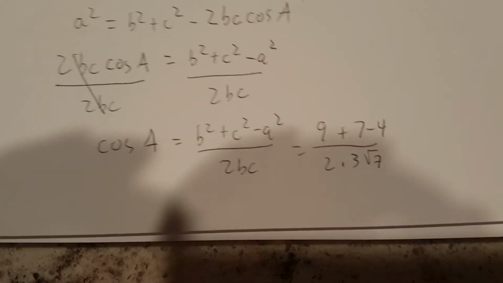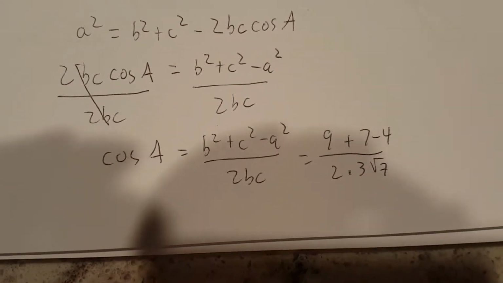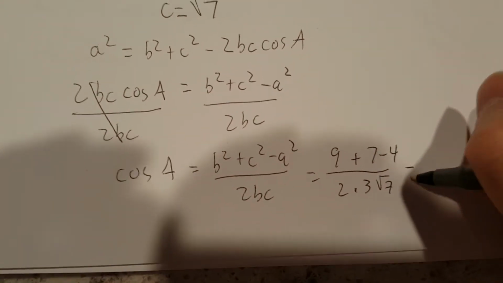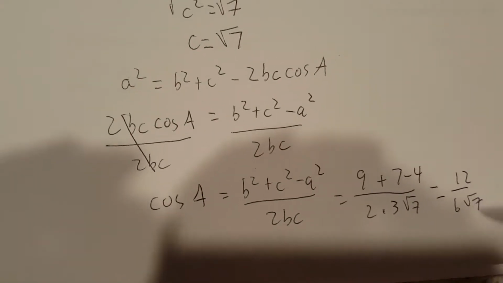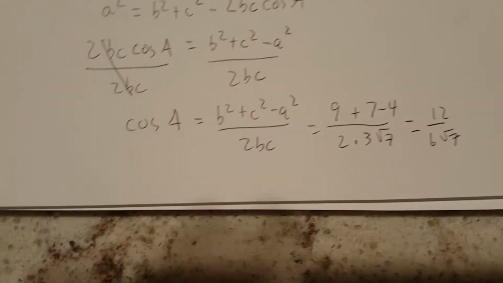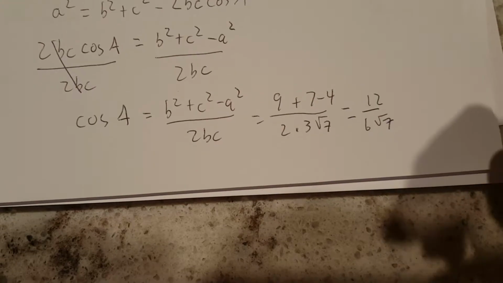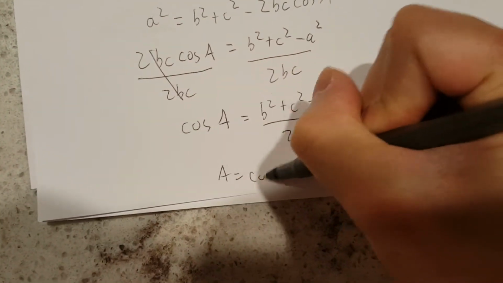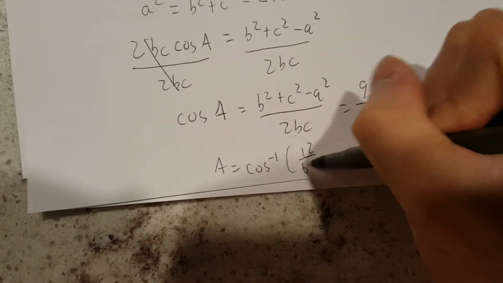And if we put this into a calculator, or actually, why don't we simplify it all the way so it's easier to put in a calculator. I get this is 12 over 6 root 7. So I have cosine A is equal to 12 over 6 root 7. We don't need to rationalize it because we're going to find the inverse cosine anyway. So A is equal to the inverse cosine of 12 over 6 root 7.